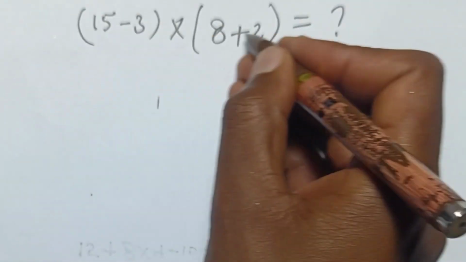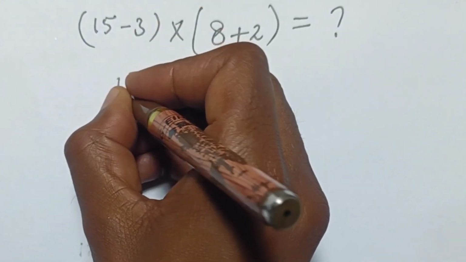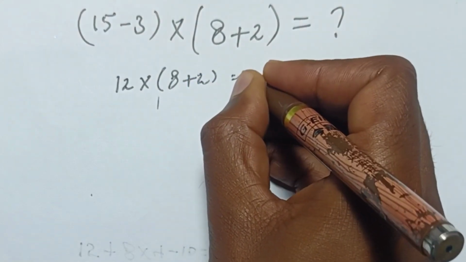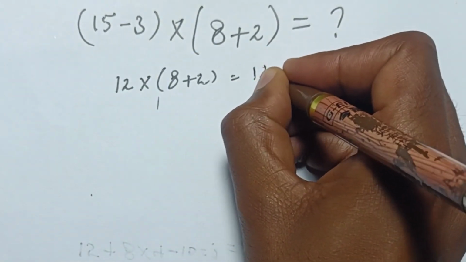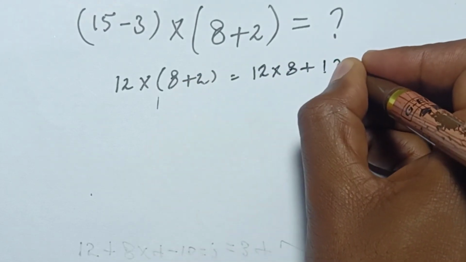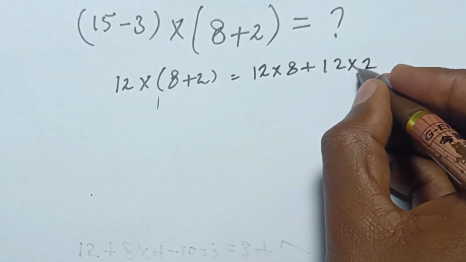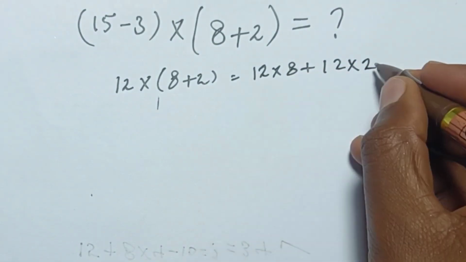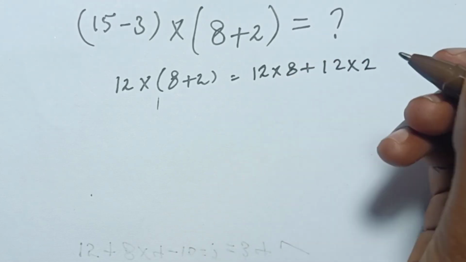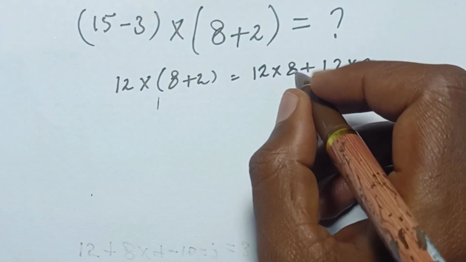If you solve this question, 15 minus 3 is 12 times 8 plus 2, which equals 8, 12 times 8 plus 12 times 2. So if you solve this question from left to right without any preconditions, you are going to make a wrong calculation or a wrong result.